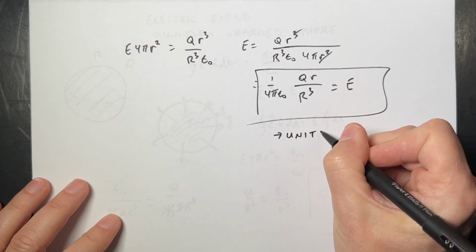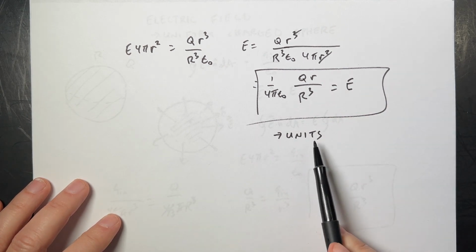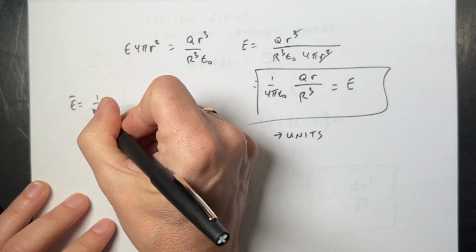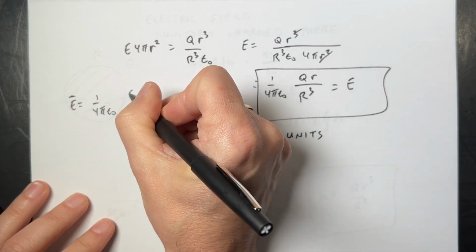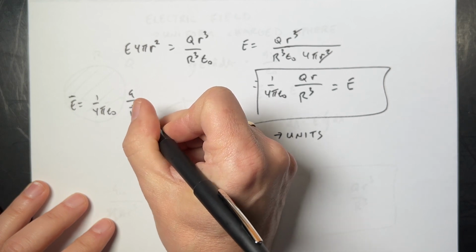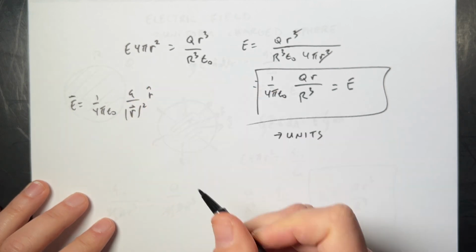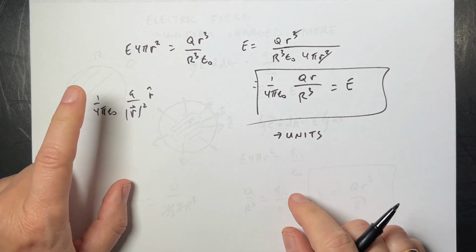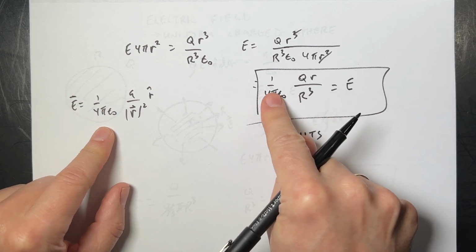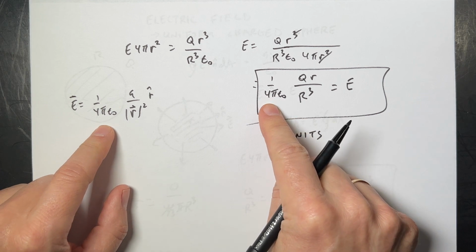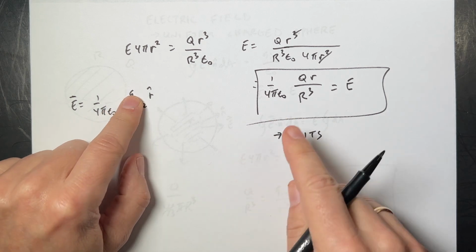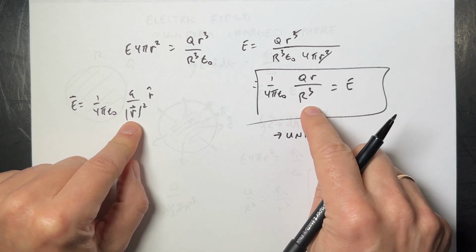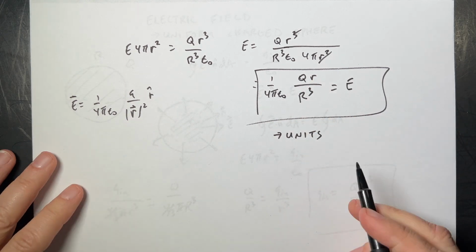Units. What are the units for this? Let's go back over here. E equals 1 over 4 pi epsilon naught Q over r squared r hat. That's the electric field due to a point charge. So the units for this and the units for that have to match. I have 1 over 4 pi epsilon naught, 1 over 4 pi epsilon naught. I don't need the 4 pi, but I do need the epsilon naught. I have Q. I have r squared on the bottom, and here I have r over r cubed, so it does have the same units.